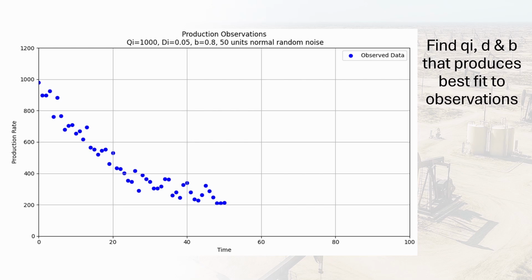Here's a synthetic time series to show how this is going to work. In the time series, the qi rate was set at 1,000 barrels, and time is expressed in months. The decline rate is 5%, 0.05, with a b factor of 0.8, and we added 50 units of random noise just to make it a little bit more realistic. And when we fit this function, the only thing that changed with the algorithm itself is the fitness function and how we initialize the swarm.